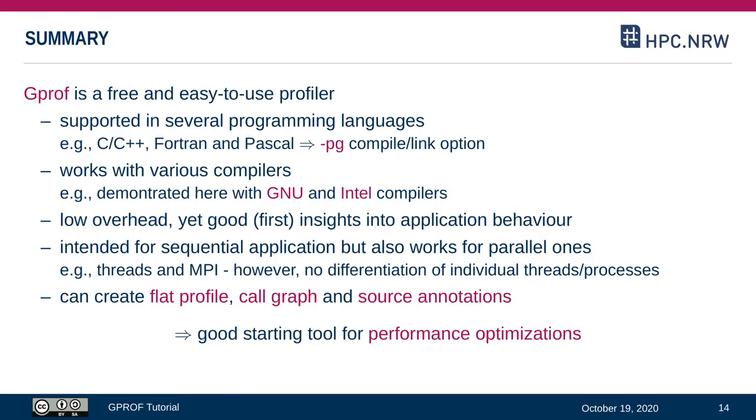Gprof has a low overhead, yet you still get very good first insights into your application's runtime behavior. Although it was originally intended for sequential applications, it also pretty much works with parallel ones. We had MCL, which used 24 POSIX threads, and Musubi, which used 8 MPI processes. However, since there is only one gmon.out file, there is no differentiation of the individual threads or processes.